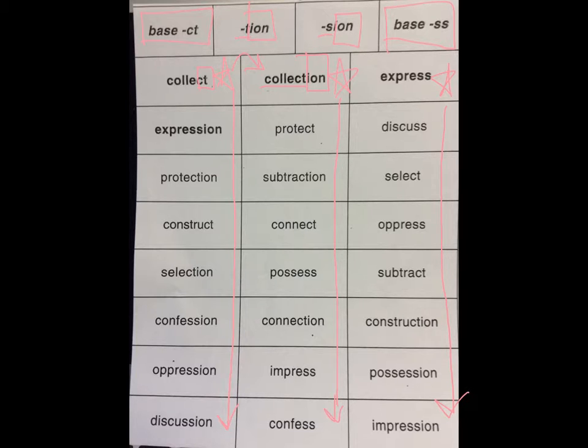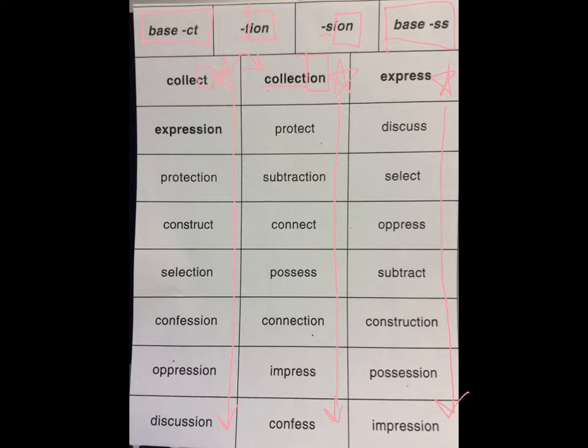Now let's listen to the sound in collect. When you say collect, the last sound you hear is the T sound. But when you add the ION and you say the word collection, you hear the sh sound now. You hear the hard C, collection. The T sound disappears and then you hear the shun sound.